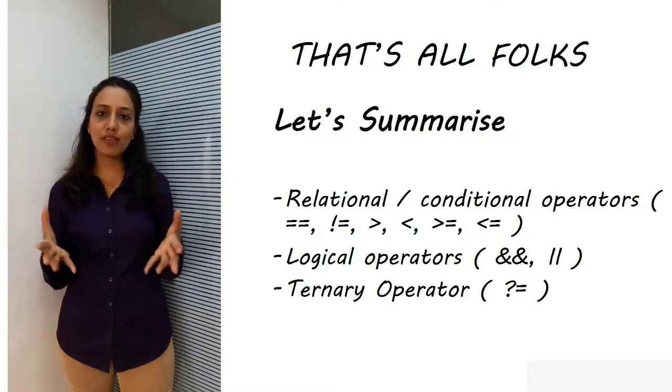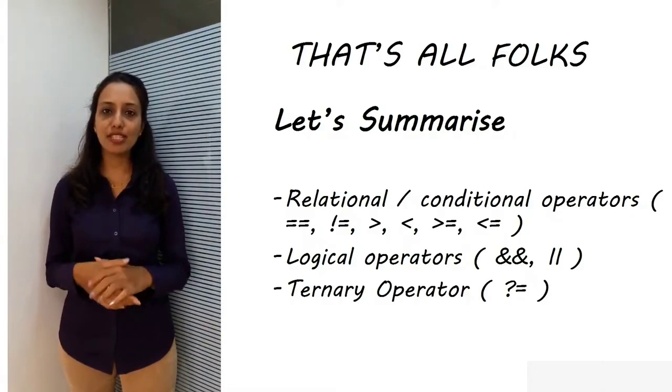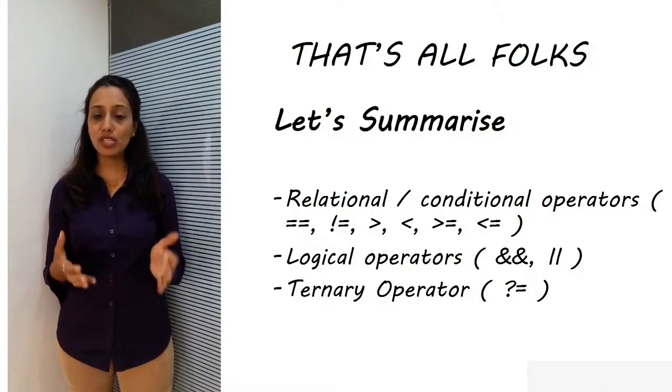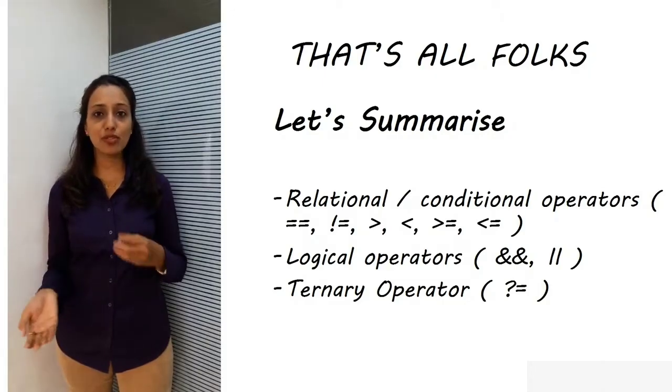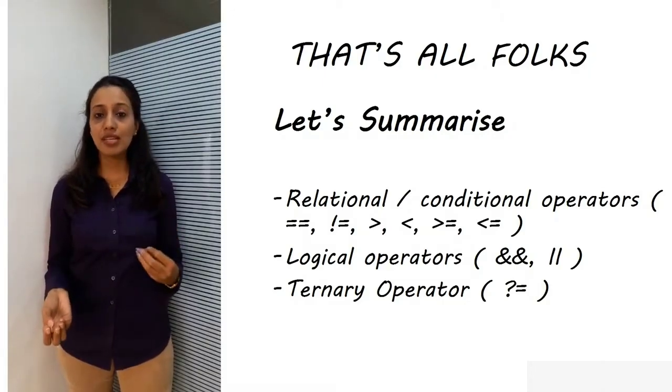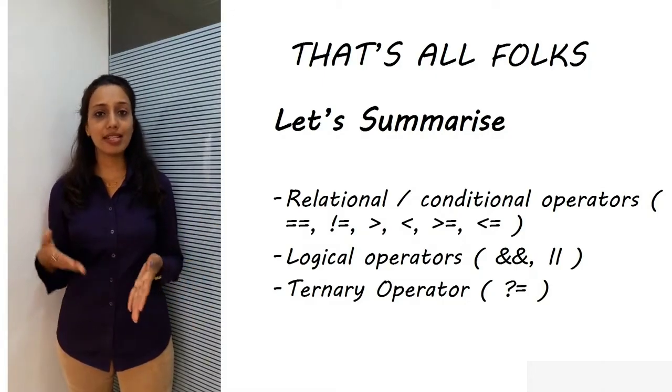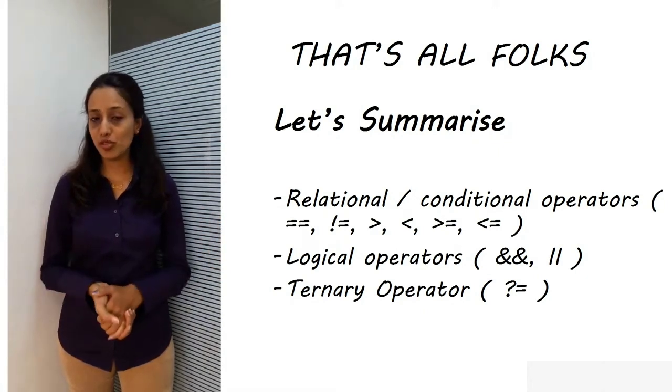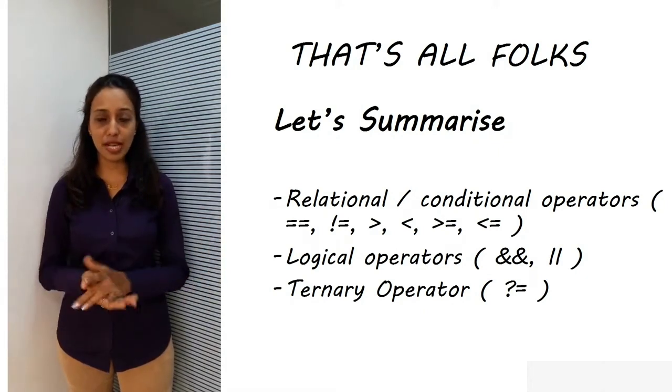One important thing that we learned about logical operators is the short circuit behavior, wherein the logical AND will evaluate the second expression only if the first expression is true, and the logical OR will evaluate the second expression only if the first expression is false, to save the processor time.